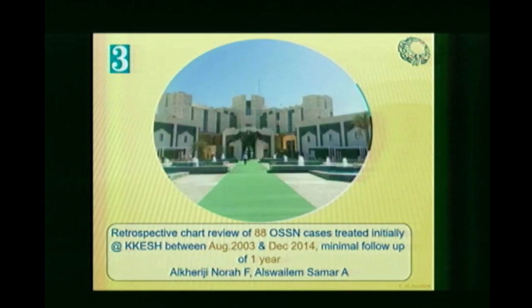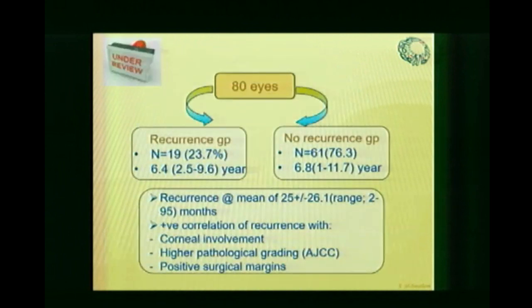We did a retrospective chart review of 88 OSSN cases. These are all the cases which were treated in KKESH between August 2003 and December 2014, and the minimal follow-up was 1 year. We divided the patients into two groups, and this article is under review, into recurrence and non-recurrence. The recurrence group was 23.7%, and non-recurrence 76.3% of the whole population. So our recurrence rate matched what's been reported in the literature. The mean follow-up for both groups was almost 6 years.